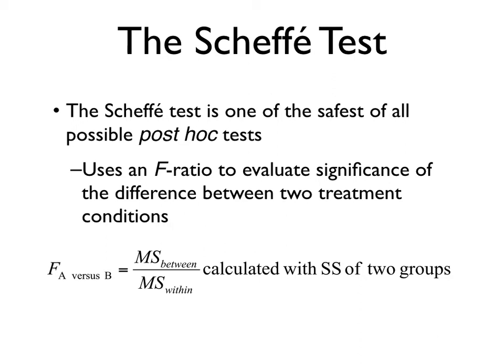And it uses an F ratio similar to the way that we do in the traditional ANOVA to evaluate the significance of differences between two treatment groups. And this is the formula that we use. And what we're going to do is we'll recalculate mean squared between using just the two groups that we're interested in. Mean squared within will stay the same, and we do that because it is more conservative that way.